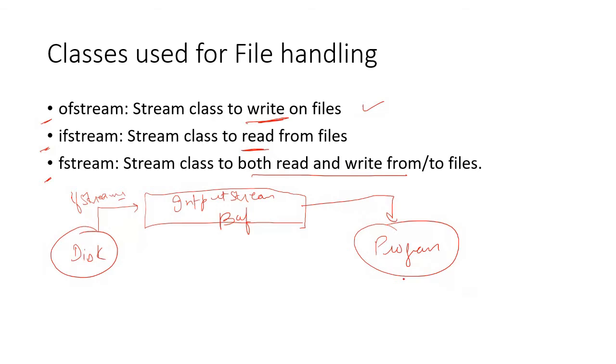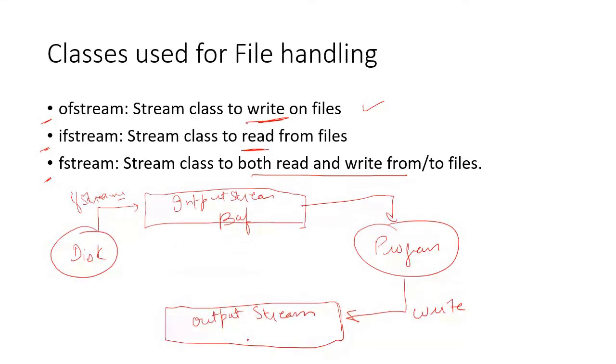Now once the program has done all the processing on that particular data, it is supposed to write it back to the disk, right? So even in that particular case, it is supposed to have an output stream, right? And that is the buffer, and from this buffer we go and send it towards the disk and actually write the data. And here what we are going to do is read the data. Okay, so this is what exactly happens.